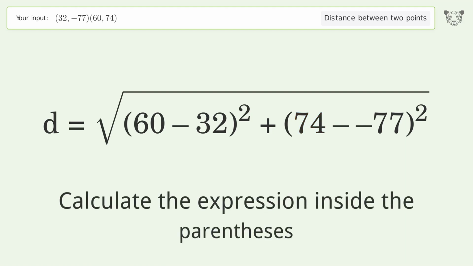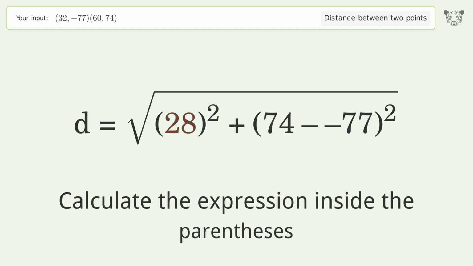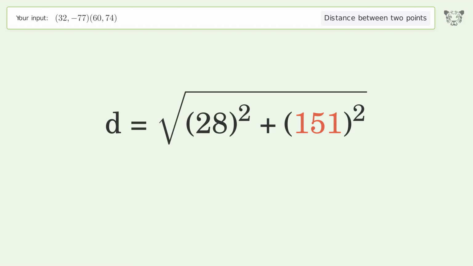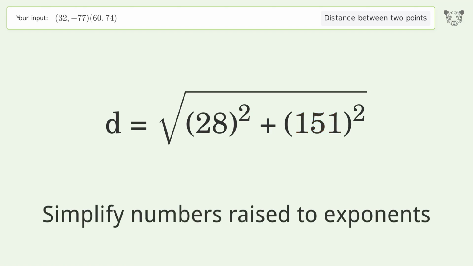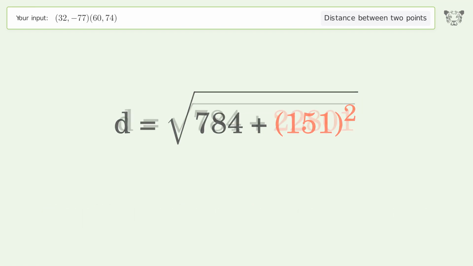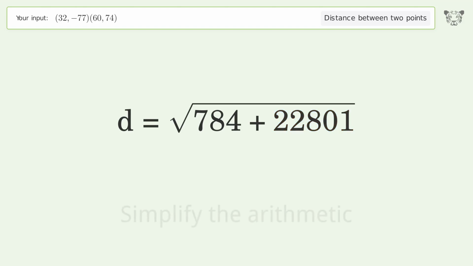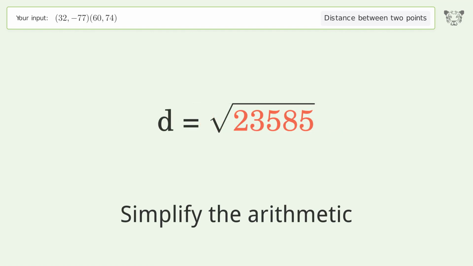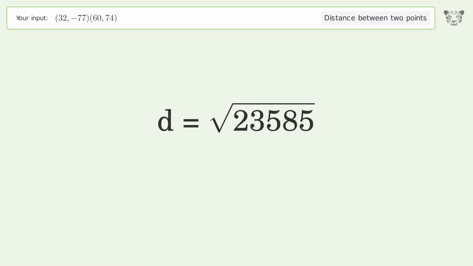Calculate the expression inside the parentheses. Simplify numbers raised to exponents. Simplify the arithmetic. And so the distance between the 2 points is the square root of 23,585 or 153.574.